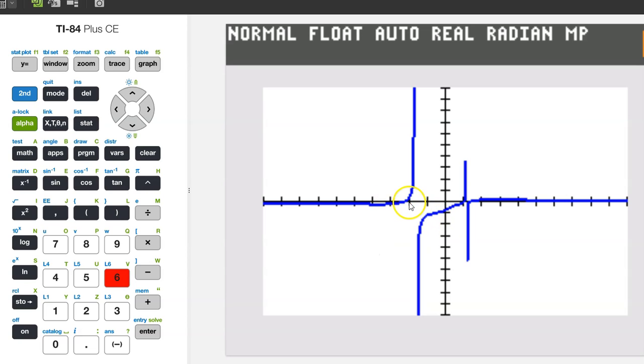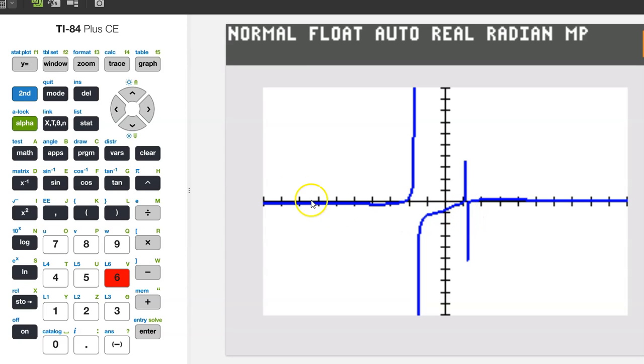From this distance, it looks like there will be 3 x-intercepts. There seems to be one here, and one here. This little jag right here is probably a vertical asymptote. But let's zoom in a little bit more.